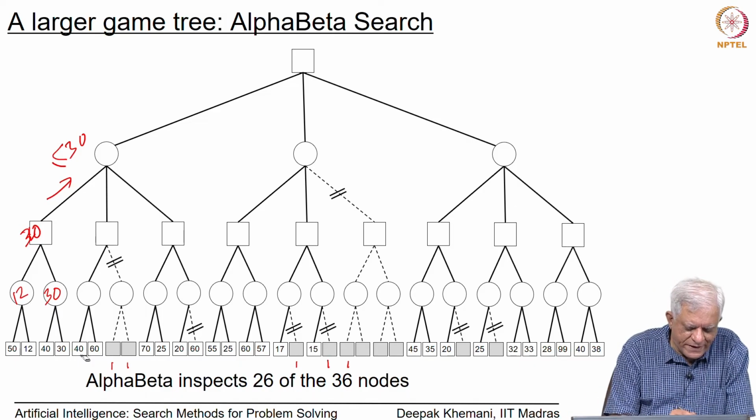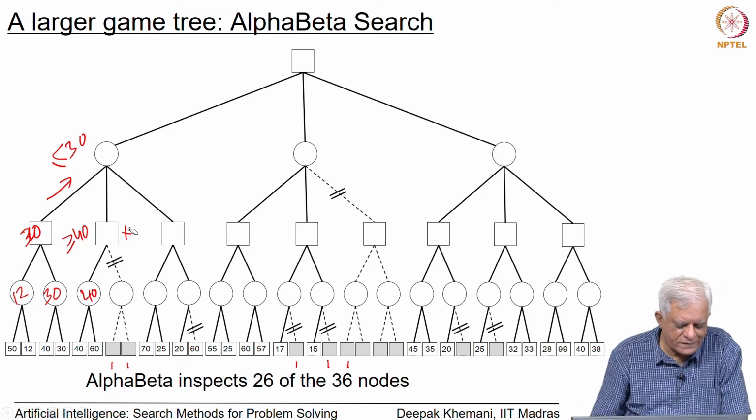Now, when you go to the second subchild of this min node, you are getting a value of 40 from here, and this says that I am going to be greater than or equal to 40, and therefore min says you can cut that off essentially.